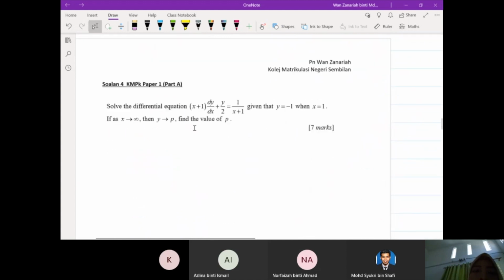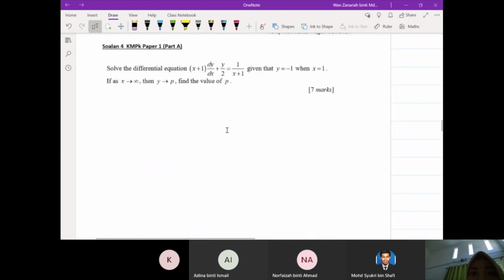Okay. Soalan KMPK, paper 1. This is a differential equation. So in our syllabus, we have either using a separable method or integrating factor. Okay, given in the question, x plus 1 dy over dx plus y over 2 equals to 1 over x plus 1. From here, we definitely will first let the coefficient to be 1 by dividing with x plus 1.